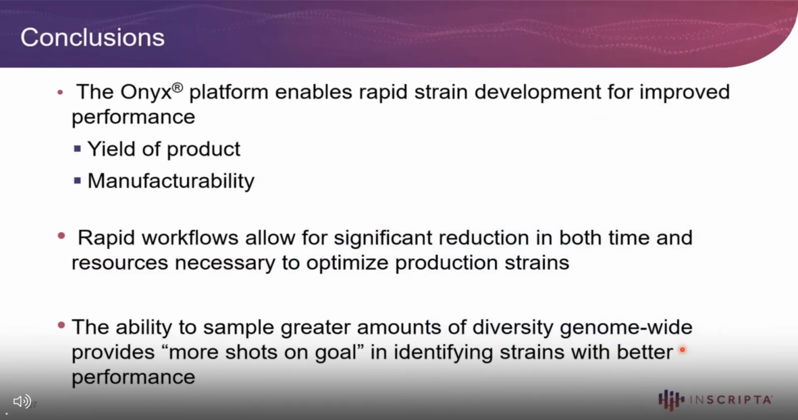Okay, so as far as conclusions, the Onyx platform really enables rapid strain development for improved production for CDMOs and CROs, or for any other company that wants to develop production strains. It can increase the yield ultimately of that product through various different library concepts and various different cellular processes that the libraries might touch on, and then also from a manufacturability standpoint, where you can decrease, say, product toxicity or overcome product toxicity like we did for the asparaginase project.